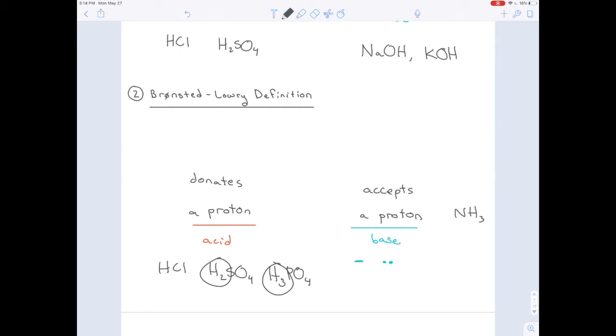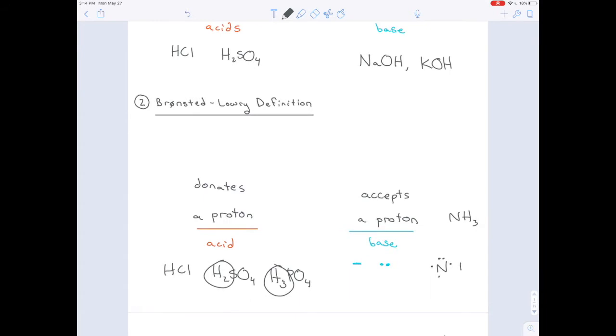This is one you would want to sort of keep in the back of your mind. Why would that be a base? Well, remember, nitrogen is in group 5A of the periodic table, so it has 5 valence electrons. We can put one of those around each side before we start pairing them. Hydrogen is in group 1A of the periodic table, so it has 1 valence electron.